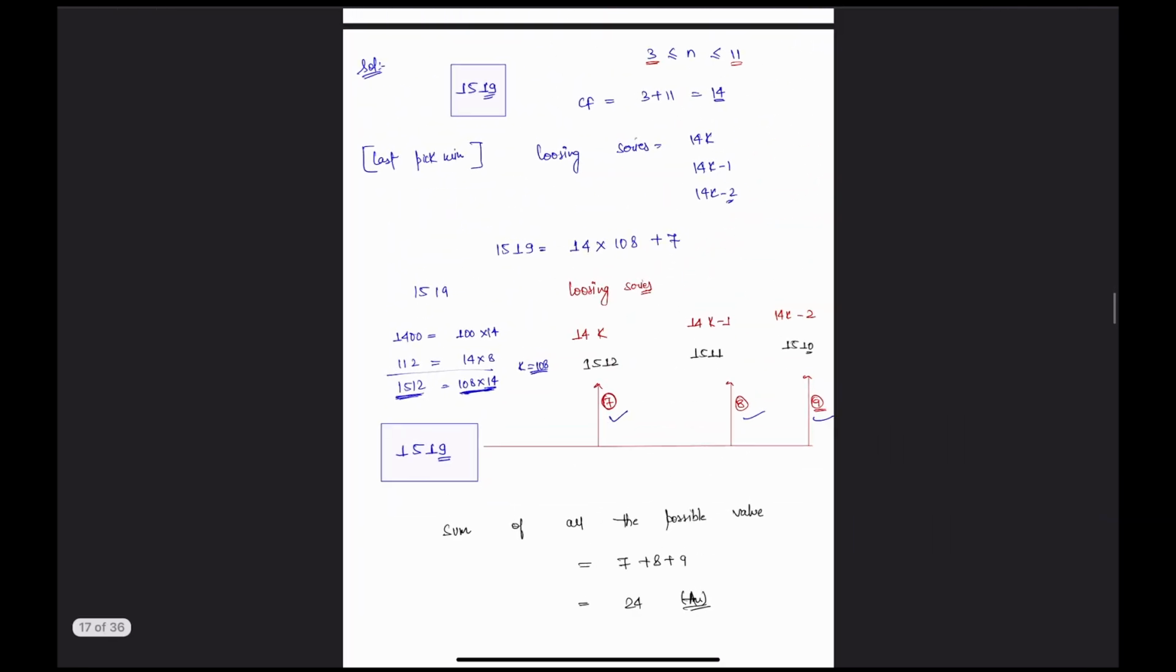So we have done till here. In the next class, let's solve some sets together.